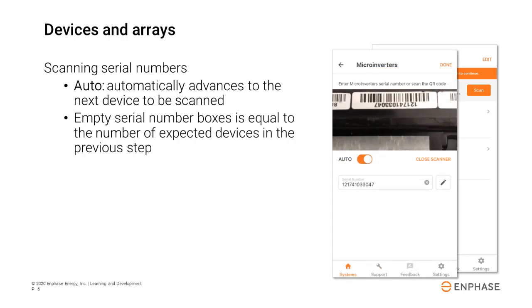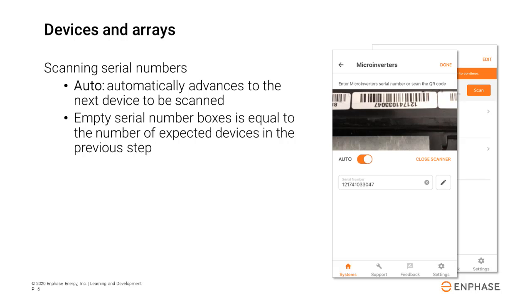Position the camera over the serial number barcode that you want to scan, ensuring that the entire serial number is in the scanning window. The serial number will be automatically added to the list once recognized by the scanner. If you have many inverters to scan, enable the Auto feature to auto-advance to the next serial number to be scanned. The order in which you scan the serial numbers doesn't matter.